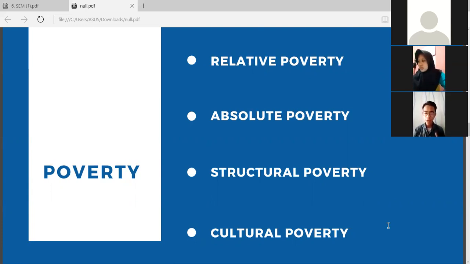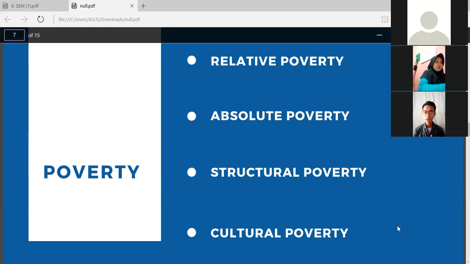Structural poverty is poverty that is suspected to occur in a practice, in a country that is rich, or imposed as a result of structural conditions. The last is cultural poverty, poverty caused by culture.